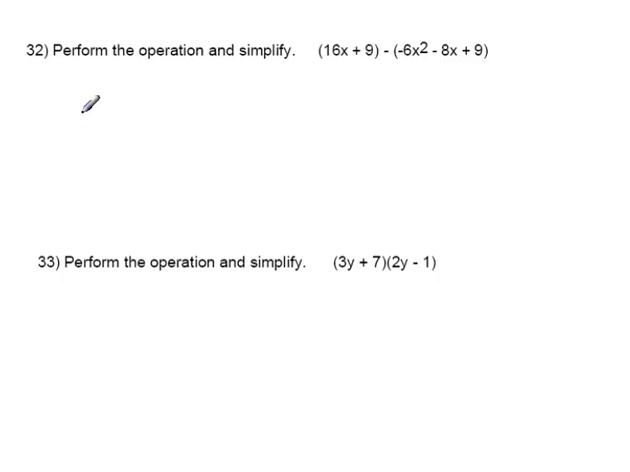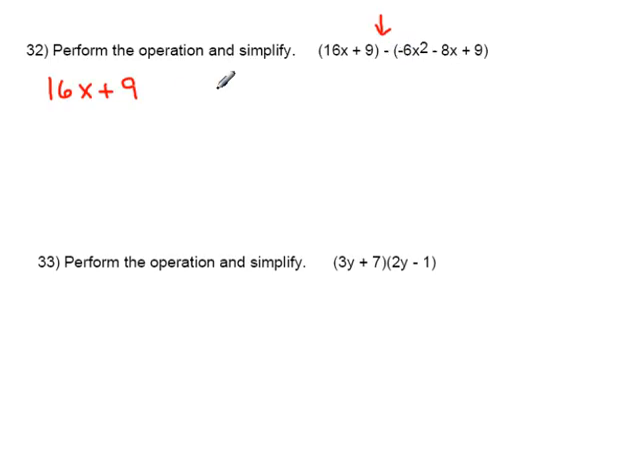Number 32 says, perform the operation and simplify. The operation here is subtraction. Okay, so we want to subtract. That means bring down the first polynomial with no changes. I'm just taking off the parenthesis. The subtraction means to distribute the negative.